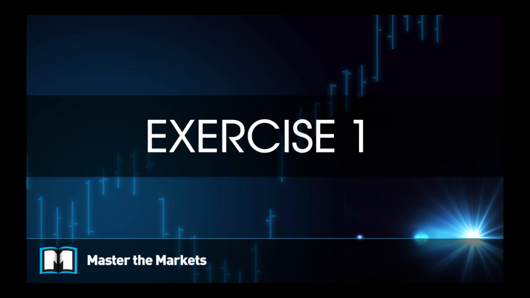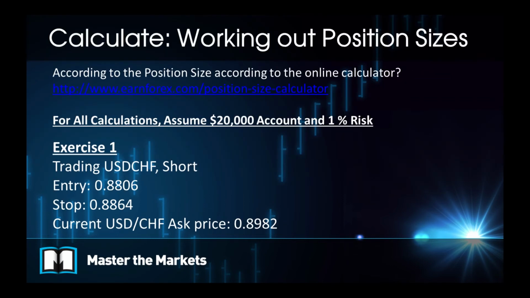And for exercise 1, you need to use the position size calculator, which we have already demonstrated. It can be found on that URL, so punch that in and bring up the web page. And again, for all of the calculations that we're going to do on these exercises, you can assume a $20,000 account and 1% risk on every trade. So pause the video here and answer this exercise, and then of course resume once you've completed.